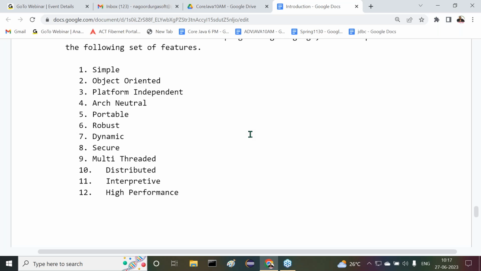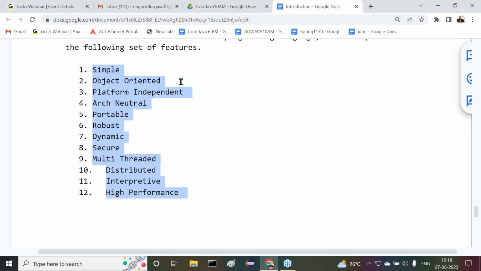These are overall the features of Java. Nearly 12 features we have here. Come again, what exactly are the features of Java? First one is simple. Next one is object oriented. Another one is platform independent, architectural neutral, portable, robust, dynamic, secure, multi-threaded, distributed, interpretive, and high performance. So these are overall the features of Java.